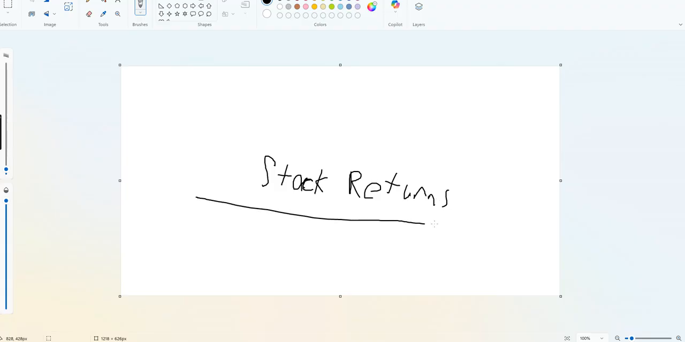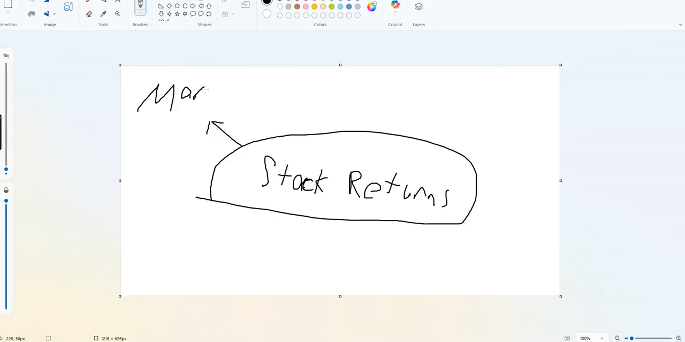Okay? And you want to try to explain the returns of the stock using a few things, right? Maybe you want some market factor. This can be like SPY or like SPY excess or something. So that's one.